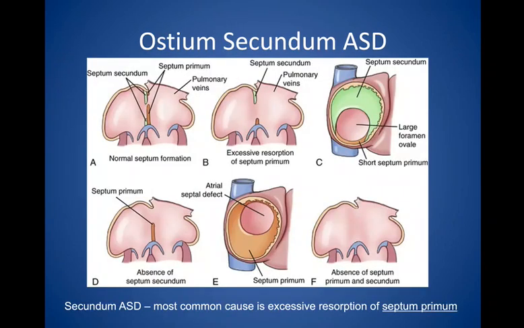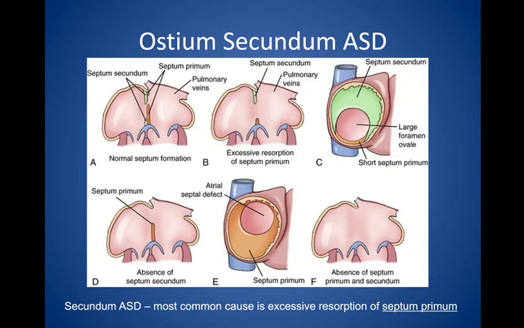And when we talk about the most common ASD, which can be seen in up to about 75% of them, it's really your ostium secundum defects. I'll go through this real quickly, but A is just a typical normal septal formation. B and C are really your most common etiology of secundum ASDs, and this is all due to excessive resorption of the septum primum. I know it sounds confusing, but just remember that the most common cause of a secundum ASD is excessive resorption of the septum primum.